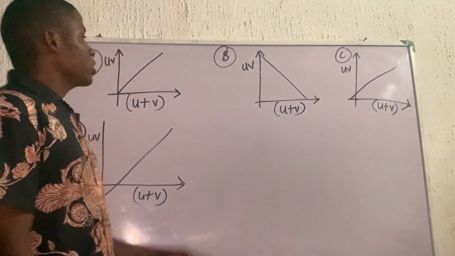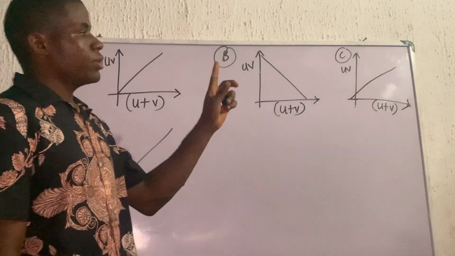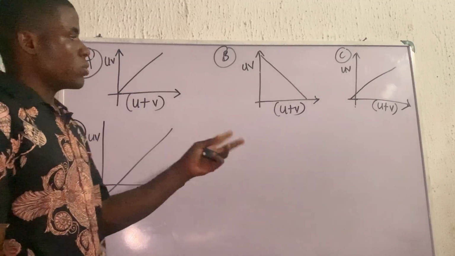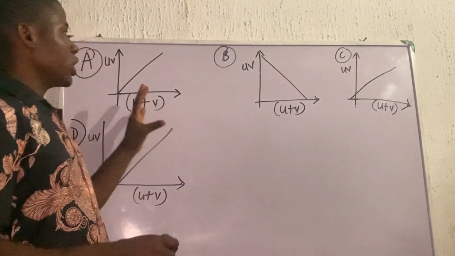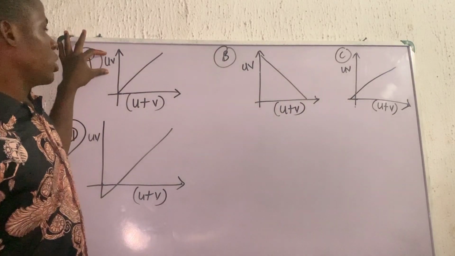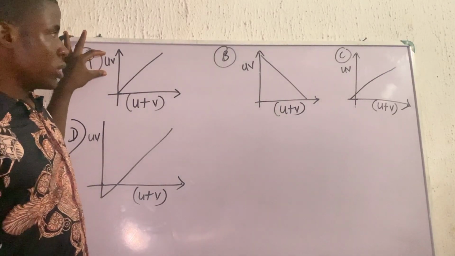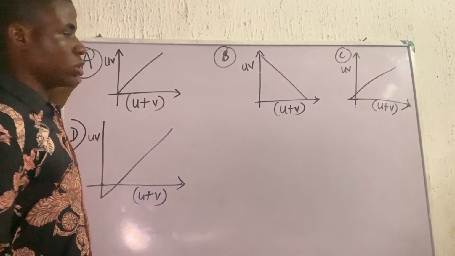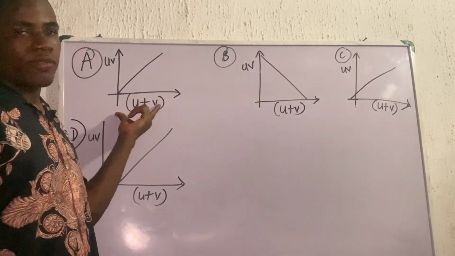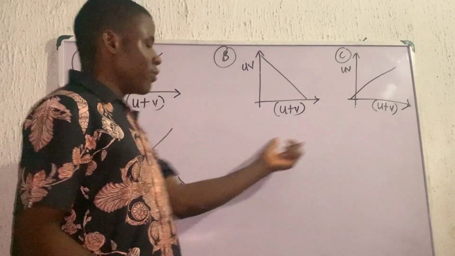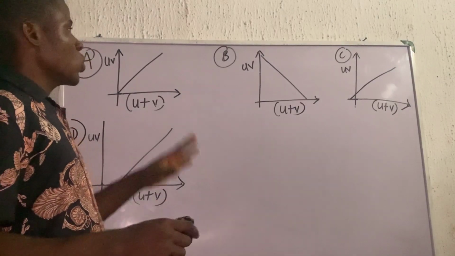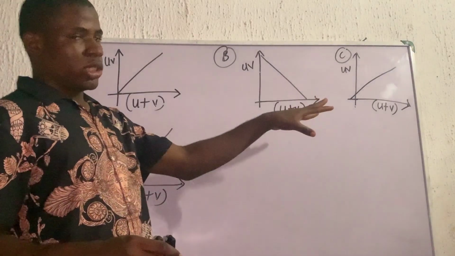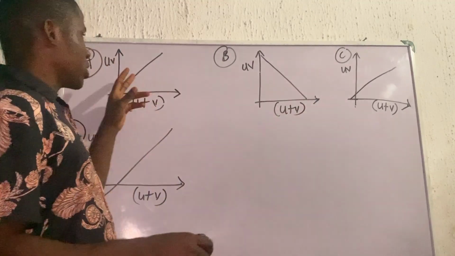Hi, I have these diagrams A, B, C, and D. Now there is no writing here, but I have to make it vocal. So the question here is, you can see UV on the y-axis for each and every one of the options. You can see U plus V on the x-axis for each and every one of them. Now the question here is, which amongst these options is correct?